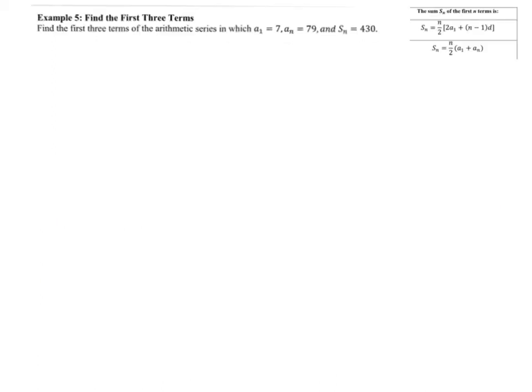In example 5, they want us to find the first 3 terms of the arithmetic series in which a sub 1 is 7, a sub n is 79, and S sub n is 430. Since they gave me a sub 1 and a sub n, I'm going to use the second formula because that's the formula that has a sub 1 and a sub n in it. So if I use that second formula, I'm going to plug everything in that I know. And I know that S sub n is 430.